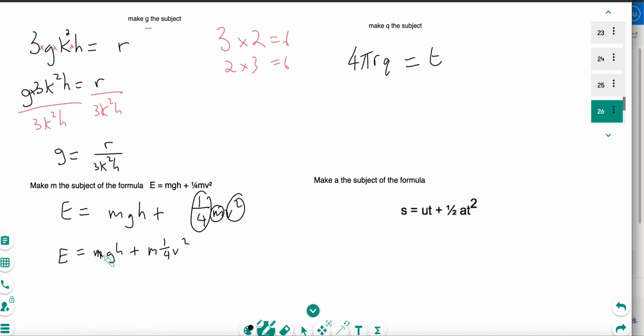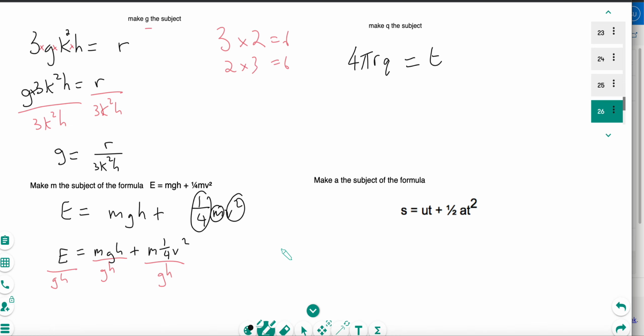And then people think, okay, m is being multiplied by gh. So the opposite of multiplying by gh is dividing by gh. And then you can divide it here. But here's the thing, guys. If you're multiplying or dividing terms, if you divide by one term, you have to divide by all the other terms. So you have to divide this by gh as well.